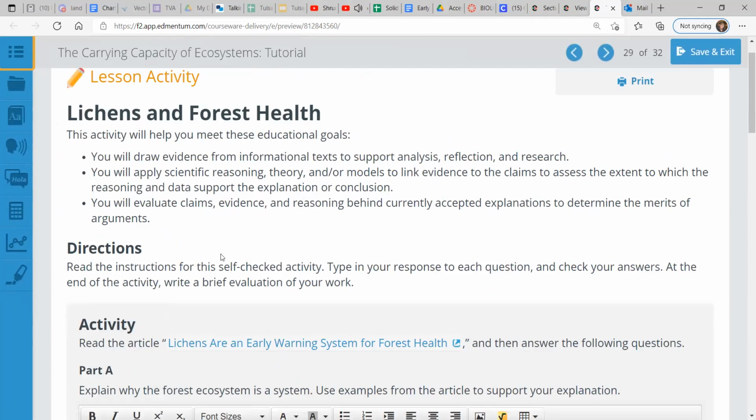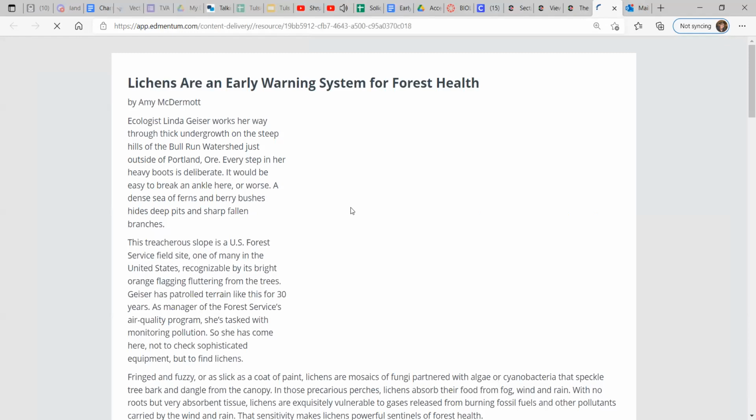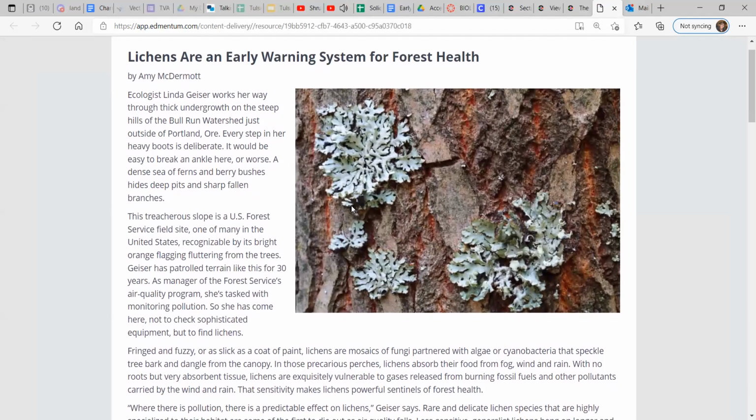Next lesson activity is about lichens and forest health. So, we're going to read an article here. Lichens are an early warning system for forest health. Here are pictures of lichens. If you've seen them before, you may recognize them.